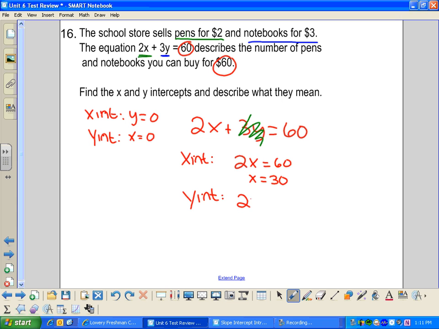Figure out my y-intercept. Rewrite that: 2x plus 3y. For my y-intercept, since x is 0, I can essentially just cover that up, and I end up with 3y is 60. Divide both sides by 3, and I get y is 20. So my x-intercept is 30, and my y-intercept is 20.